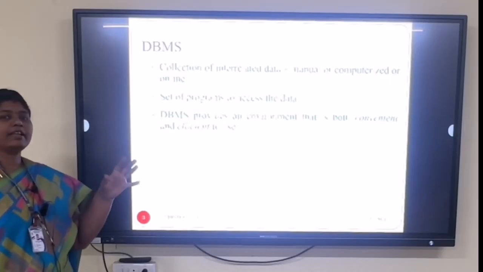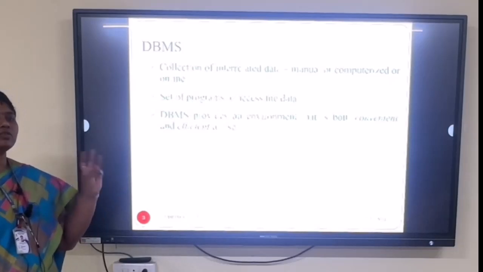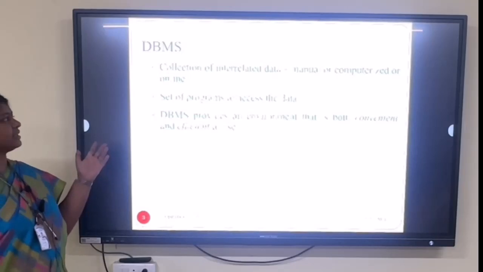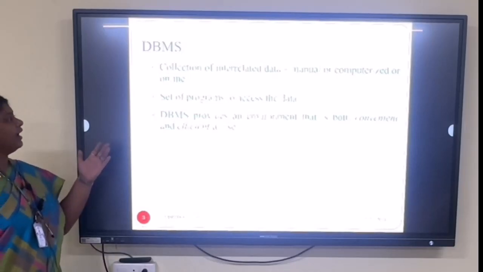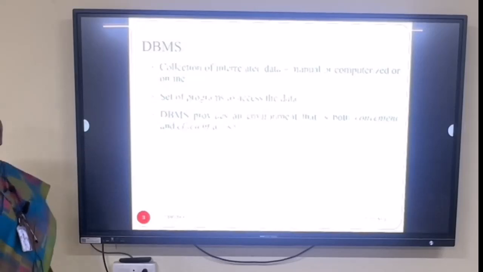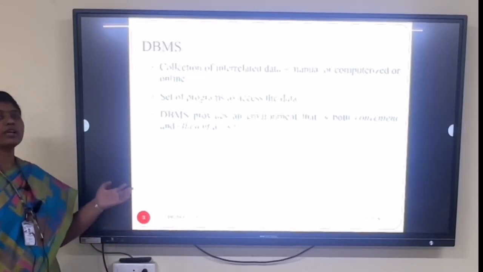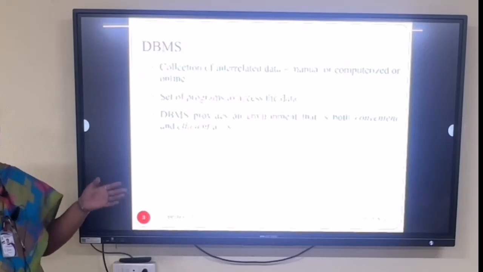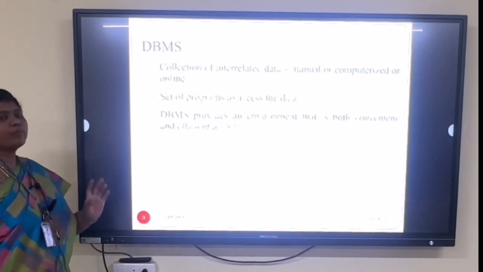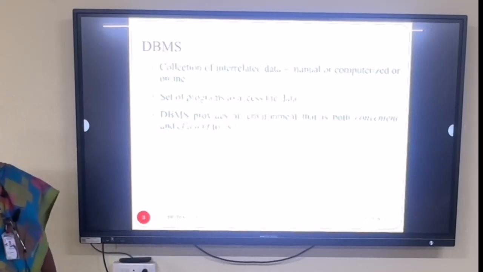The interrelated data in the sense, it consists of numericals, alphabets and all the special characters if needed. So that is interrelated data, and it is either in a manual form or a computerized or online form. So we know the collection of database can be manual, computerized or online. It is a set of programs to access those data. So DBMS consists of a set of programs to access those data.